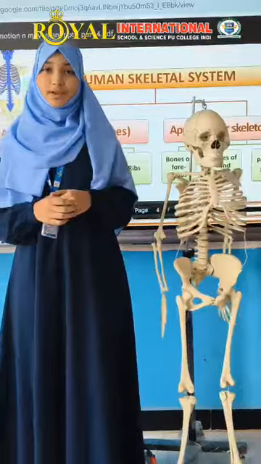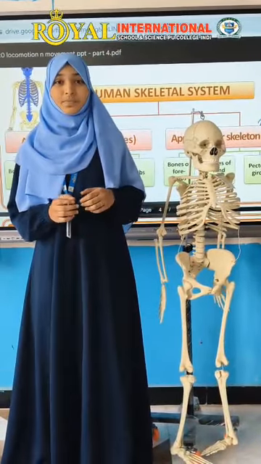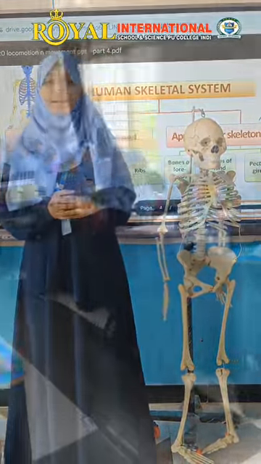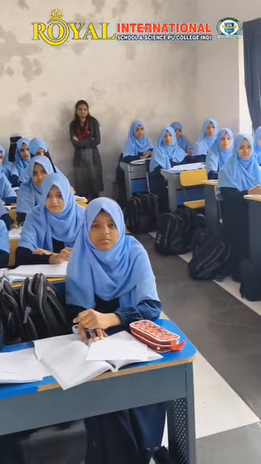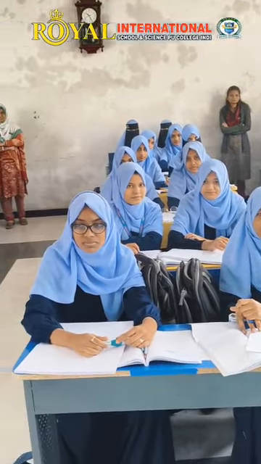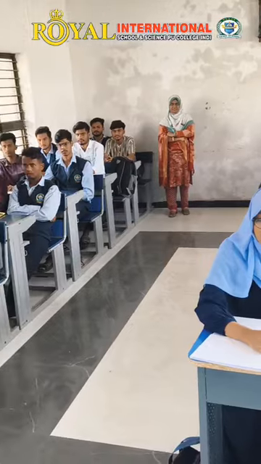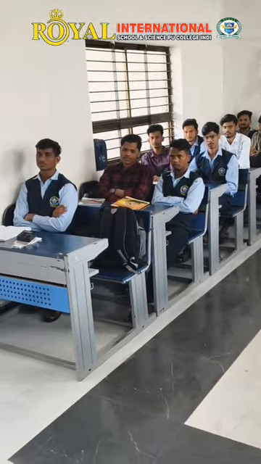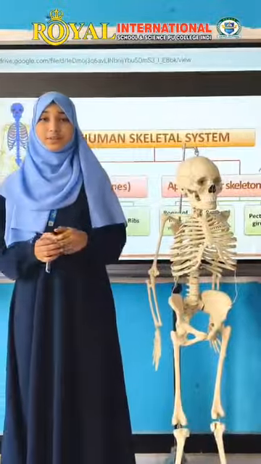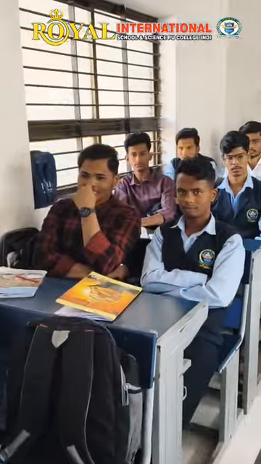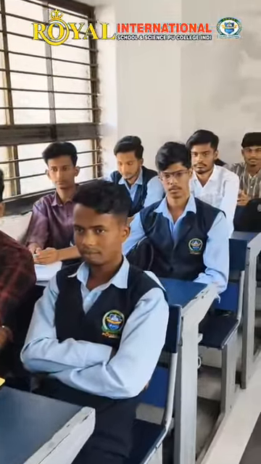And now I am going to explain about the axial skeleton. In that first one is bones of head. There are totally 29 bones in the human skeleton and they are divisible into three types. They are skull, hyoid bone and ear ossicles. Now I am going to tell about skull. The skull has 22 bones and they are divisible into two types. They are cranial bones and facial bones.